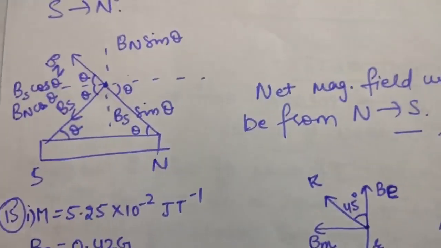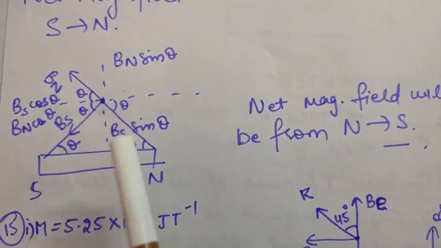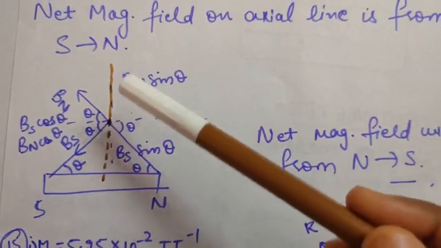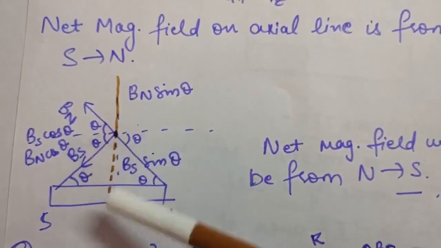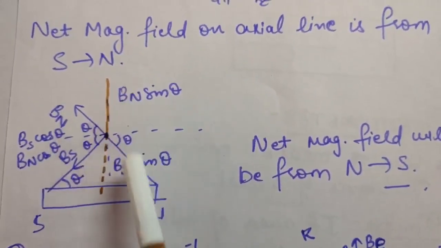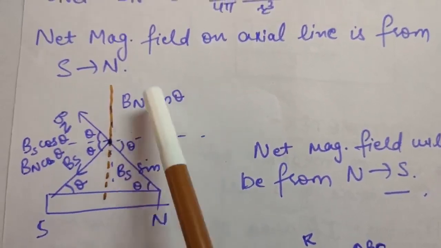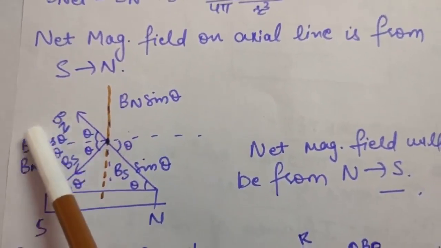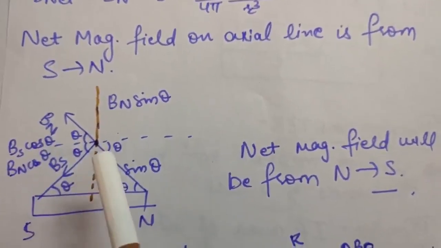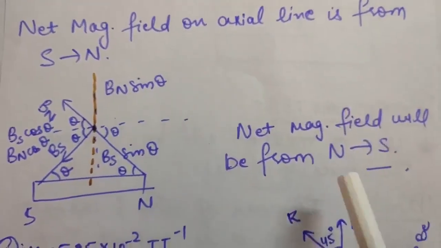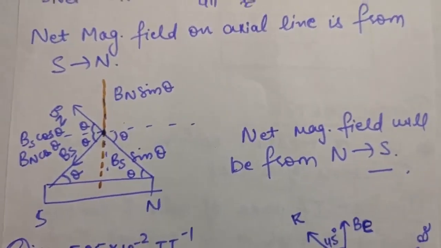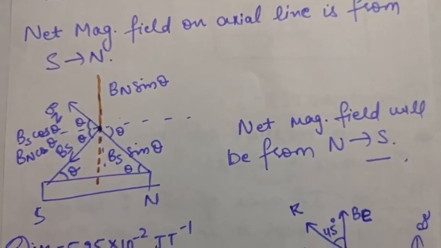Similarly for the equatorial line. Now, the equatorial line is the one passing through the center of the magnet. If we calculate the net magnetic field, when you resolve Bn and Bs, the components Bn sin theta and Bs sin theta will cancel out. So you will get only Bs cos theta and Bn cos theta in this direction, and this is pointing from north to south. That means the magnetic field on the equatorial line has a direction from north to south. So on the axial line the direction of magnetic field is from south to north, and on the equatorial line it is from north to south.